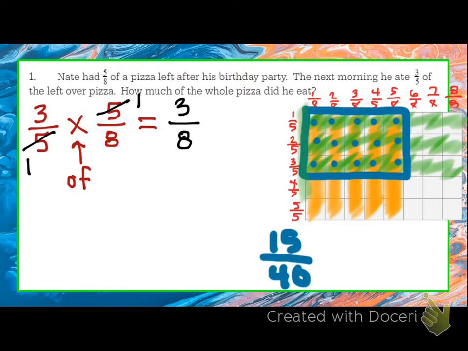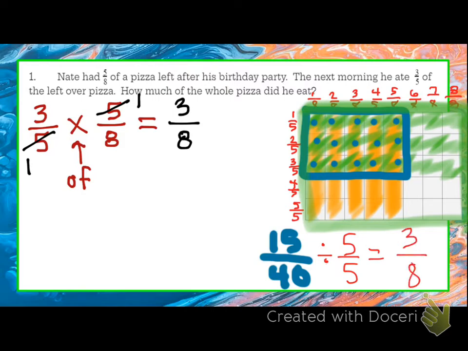So the 40 total pieces is going to be, again, this entire table. We know that if we have 15 over 40, that we need to simplify that. That is not fully reduced. So I would divide that by 5 over 5, which then gives me a total of 3/8. That's how these match. Okay, so Nate truly is consuming 3/8 of the whole pizza.